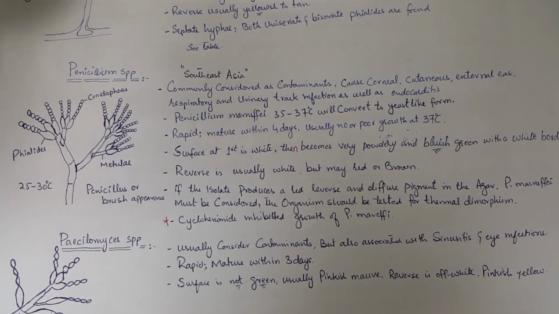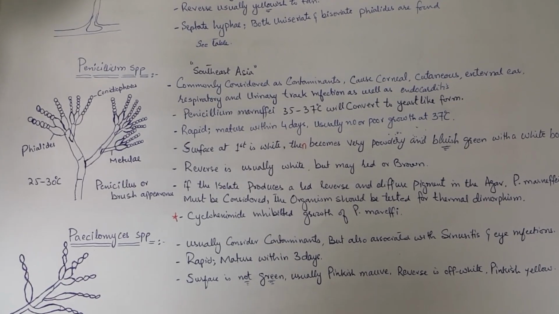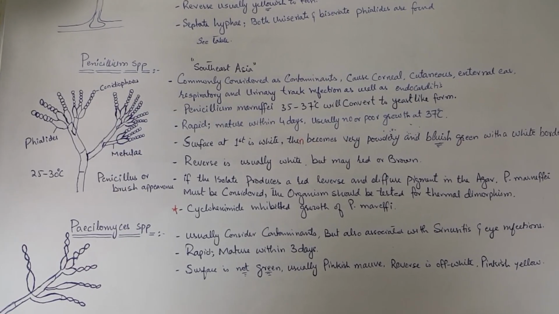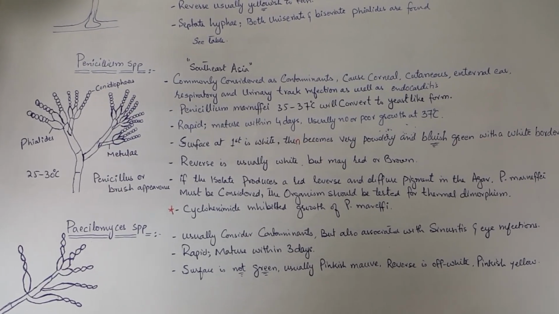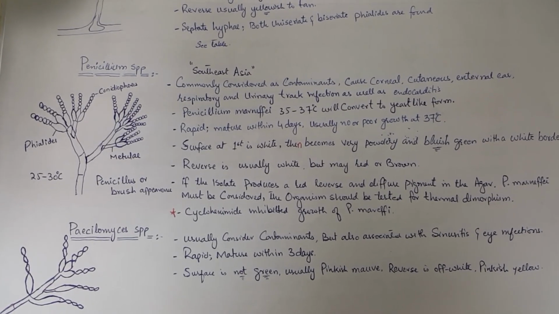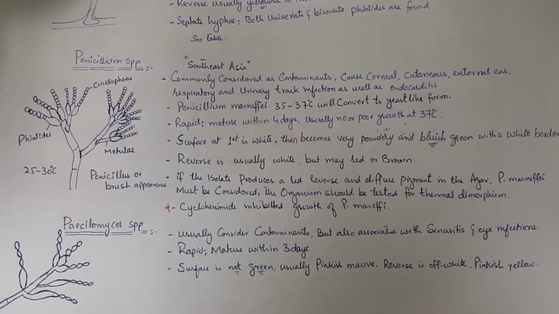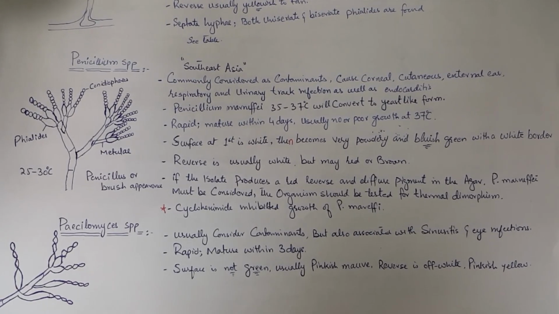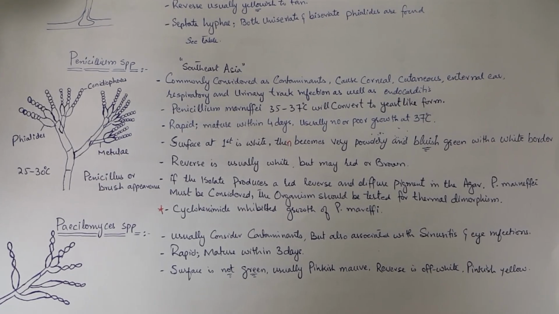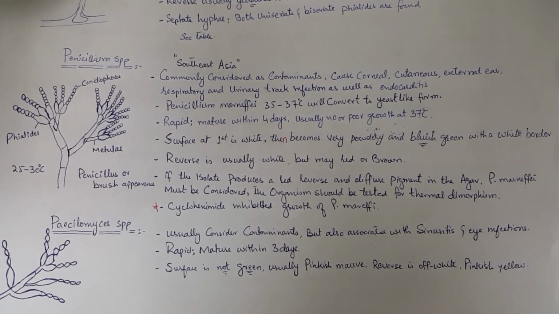Penicillium species is also a hyaline hyphomycete, is most found in South Asia, and is commonly considered a contaminant. It causes corneal, cutaneous, external ear, respiratory and urinary tract infections, as well as endocarditis. Penicillium marneffei at 35 to 37 degrees centigrade will convert into the yeast-like form. It matures rapidly within 4 days, with usually no or poor growth at 37. The surface at first is white and then becomes very powdery and bluish green with white borders. The reverse is usually white but may be red or brown.